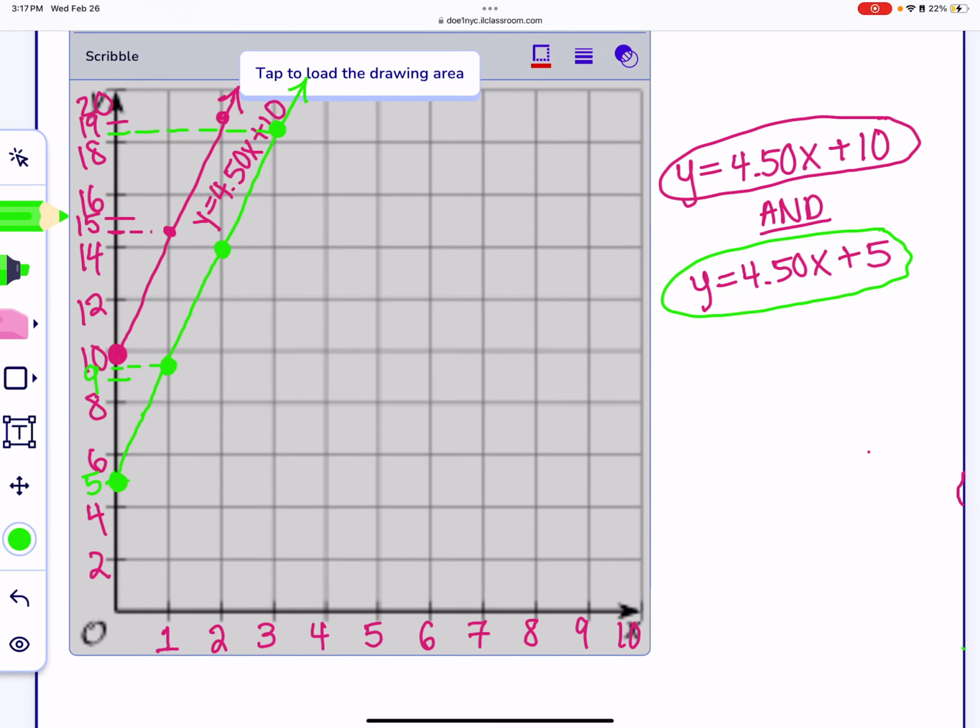And we already talked about some similarities and differences. You can see that the lines are parallel to each other because they have the same slope. Parallel lines always have the same slope because the price of the sandwich did not change. But we can see that the green line was shifted down 5 units because it's a delivery fee of 5 instead of 10, so the y-intercept is 5 instead of 10.